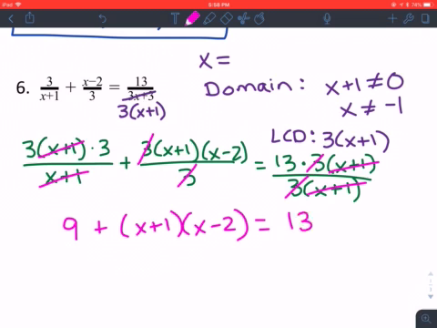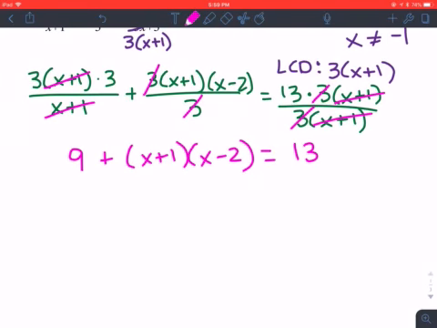If you need any extra help on setting up this problem or why we multiply, you can go back and look at the video for 5. But now I have no more denominators, no more fractions. So all I have to do is simply solve. I can't combine anything yet. I have to get rid of these parentheses first, so we will FOIL this out.